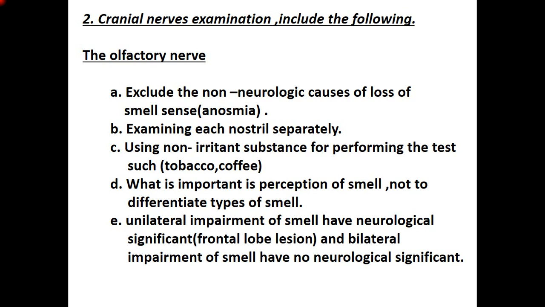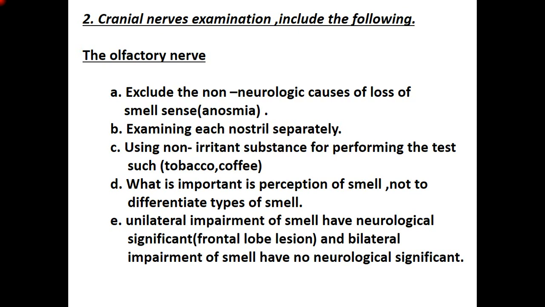Cranial nerves examination. As you know, you have 12 cranial nerves, starting with the first, second, third, fourth, fifth, and so on. The first cranial nerve is the olfactory nerve. How do we examine the cranial nerves? We start by examination of the olfactory nerve.